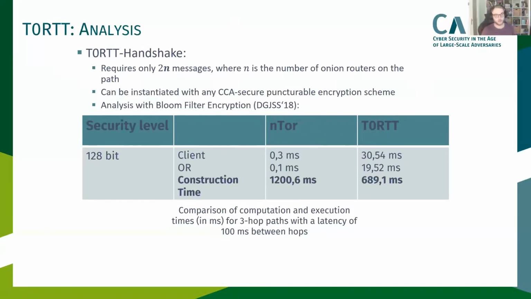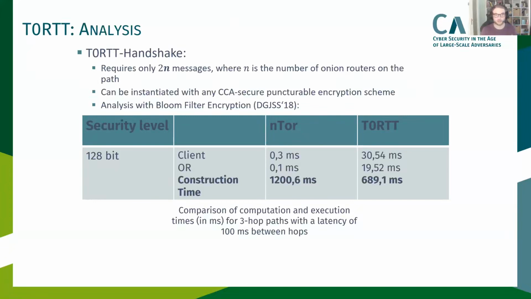For a security level of 128-bit, we see that the computation times at the client and the onion routers are a bit higher, but getting rid of all these messages, we see that the overall construction time is 500 milliseconds faster than in the current end-to-end handshake, assuming that the latency between the hops is 100 milliseconds.